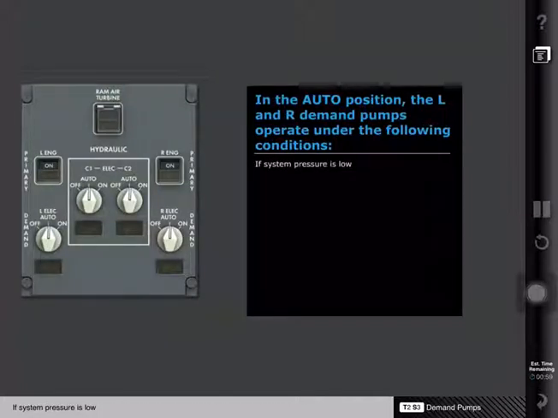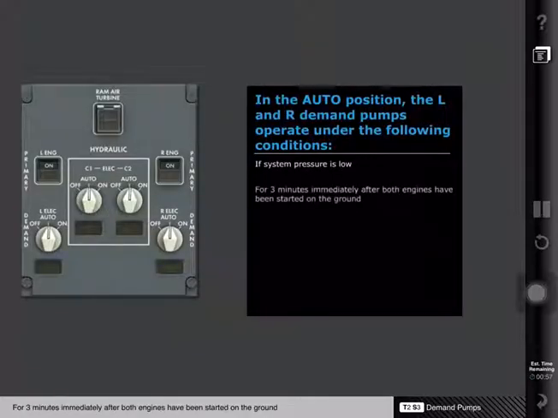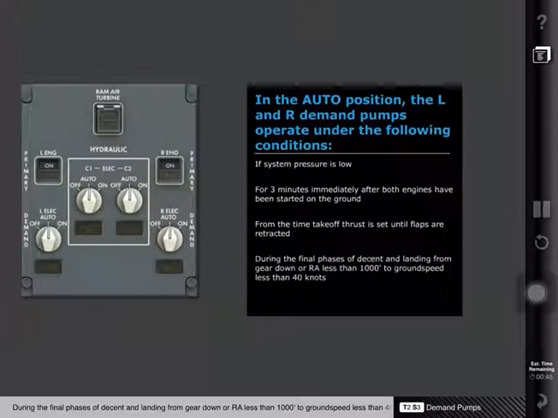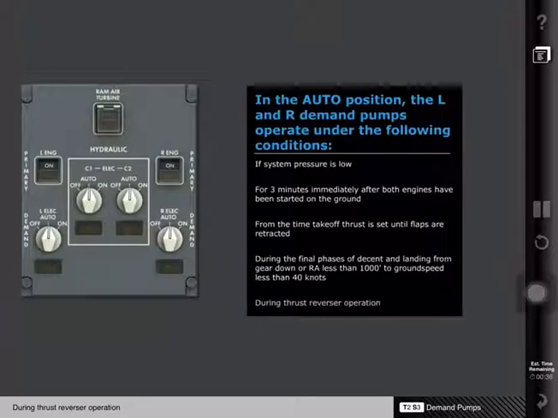If system pressure is low, for 3 minutes immediately after both engines have been started on the ground, from the time takeoff thrust is set until flaps are retracted, during the final phases of descent and landing from gear down or RA less than 1,000 feet to ground speed less than 40 knots, or during thrust reverser operation. If the electric demand pump selectors are moved to the on position, the demand pumps will run continuously.